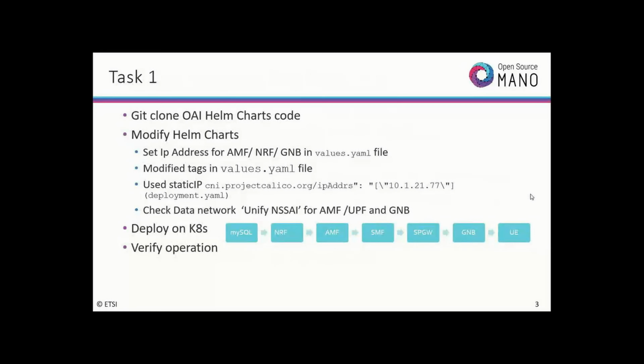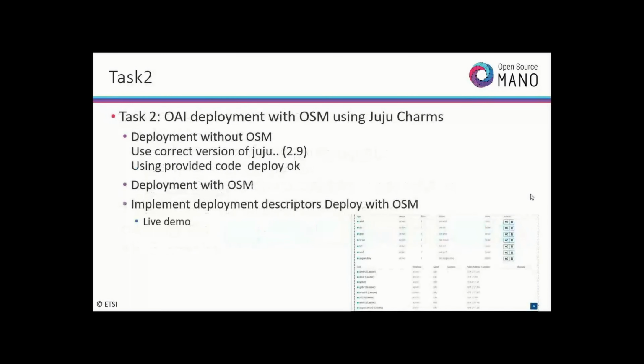Next slide, please. So basically for task 1, we've cloned the repository of the OpenAir interface. We've set up the static IP addresses. We've modified tags in the values.yaml configuration file. We also changed the data network for the NS network/subnet instance formation. And finally we deployed all the components onto Kubernetes and validated that everything was working right before moving to the deployment of OpenAir interface using Juju charms with OSM.